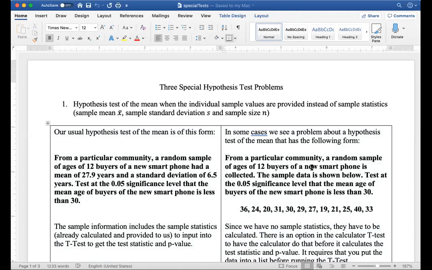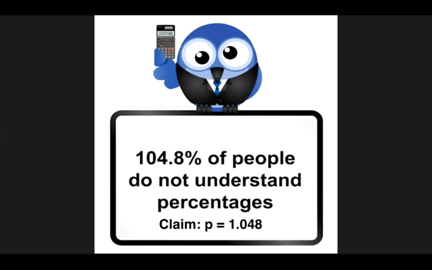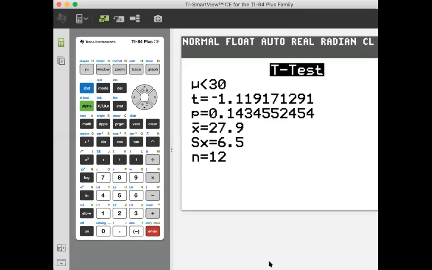But if we are doing the hypothesis test on the calculator, that gives us an option to have the calculator do all of that for us. We just have to make sure the data is in a list, and then we run the t-test, not 1-Var Stats, and tell it what the list is. So let's go back to the calculator.